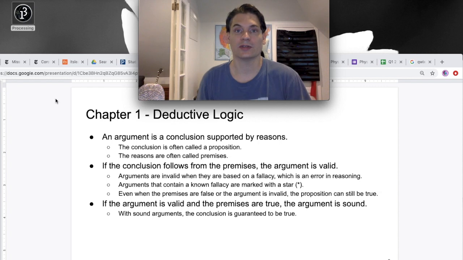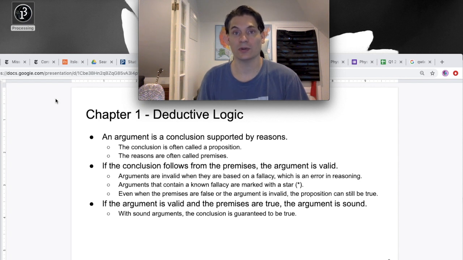And with deductive logic, if your reasons or your premises are true, your conclusion is automatically going to follow, meaning that the conclusion is going to be true if your premises are true. And these are arguments that are based on essentially the definition of the words. So based on the definition of this word and based on the definition of some other words, you can make a conclusion that it has to be true.